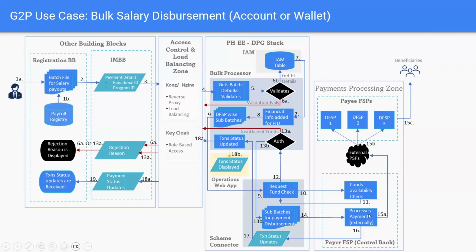So once the payer FSP has disbursed the payments, it is now required to send a status back to the payment hub. Once it has disbursed it, it sends back a transaction status. Again, we have an API for this, which we'll be talking about later. And the scheme connector receives the transaction status updates for different batches.